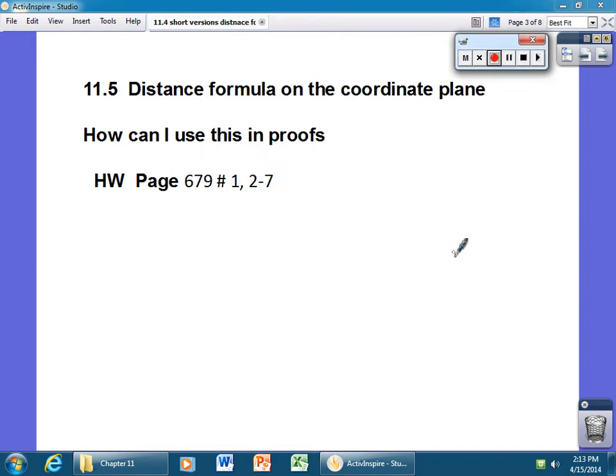Okay, today we're going to do lesson 5 of chapter 11, the distance formula on the coordinate plane and how we can use this in proofs. After you watch the video, please do the problems on page 679, problems 1 through 7.